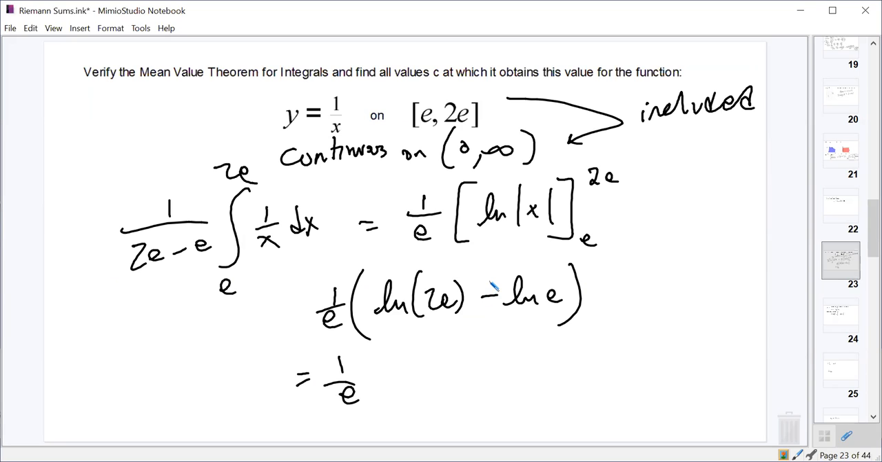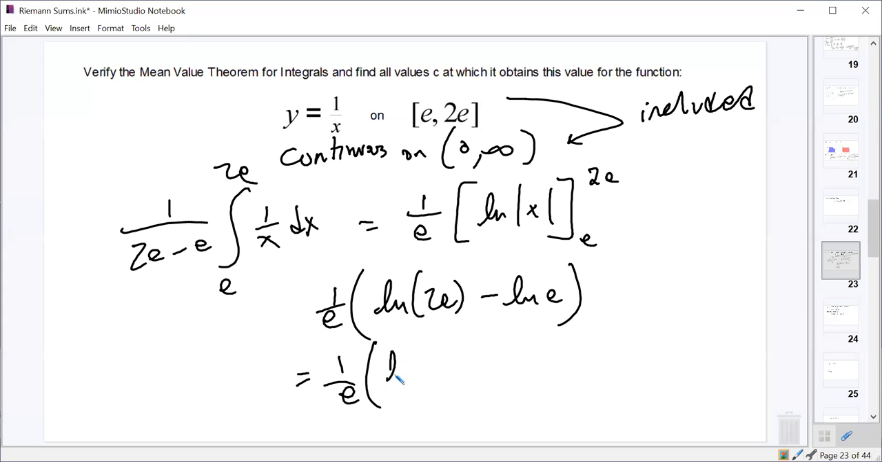2e is the same as what? I see somebody has said 2, and somebody has said natural log of 2. Anybody else care to weigh in? Because neither of those is what the natural log of 2e is equal to. Yeah, Darius, you got it. The natural log of 2 plus 1.